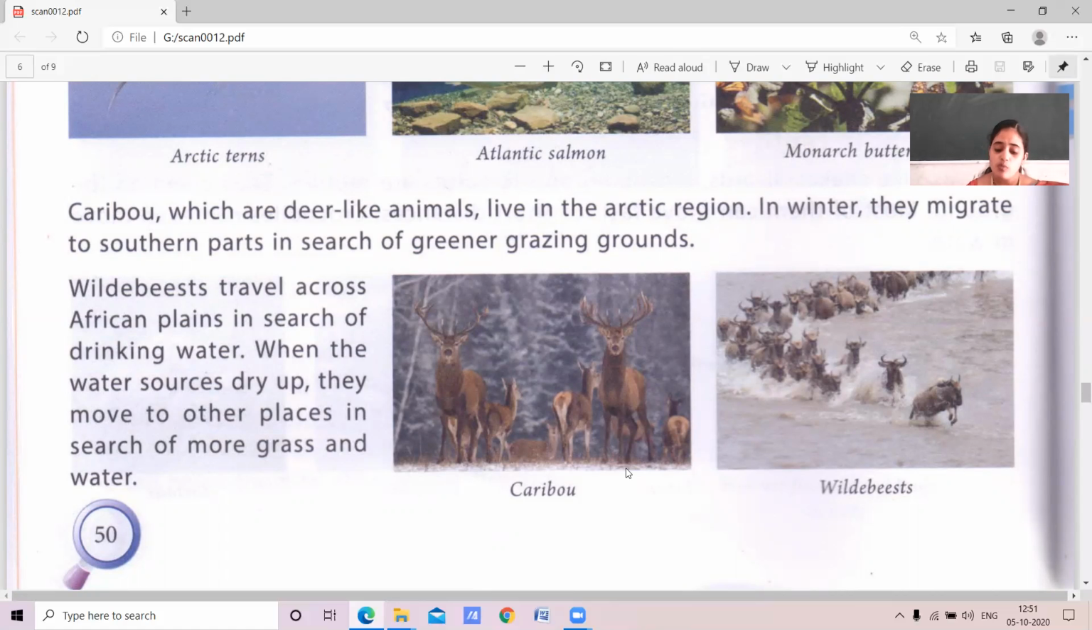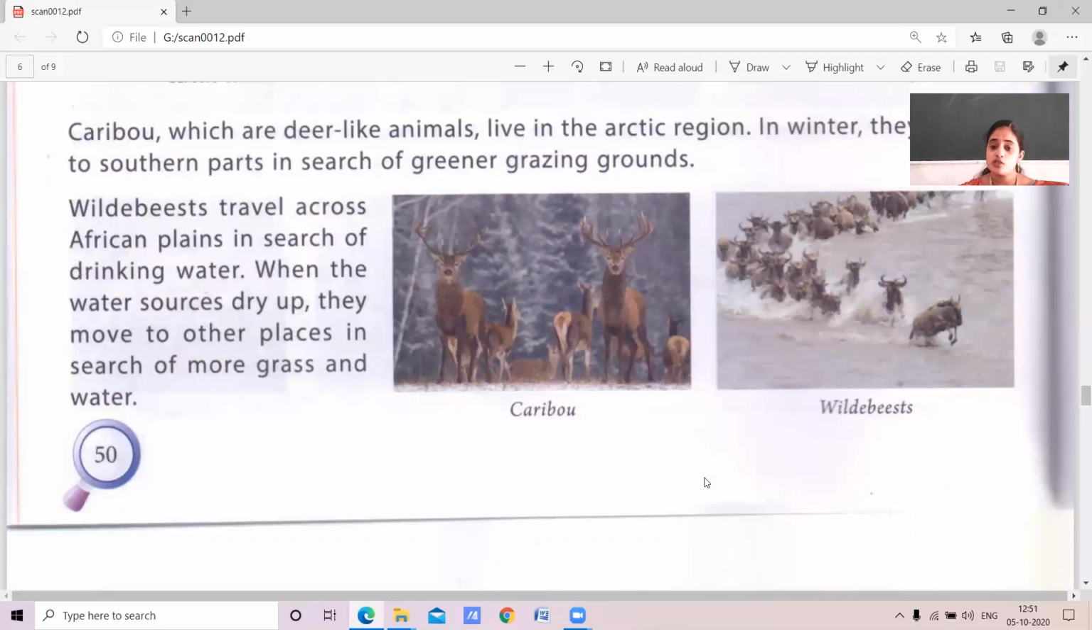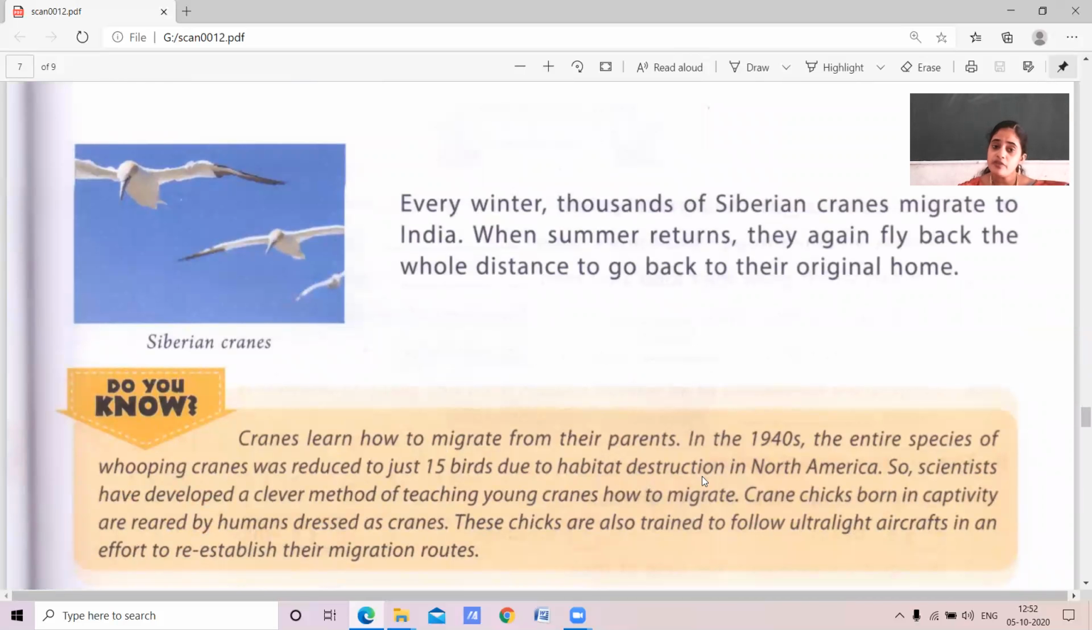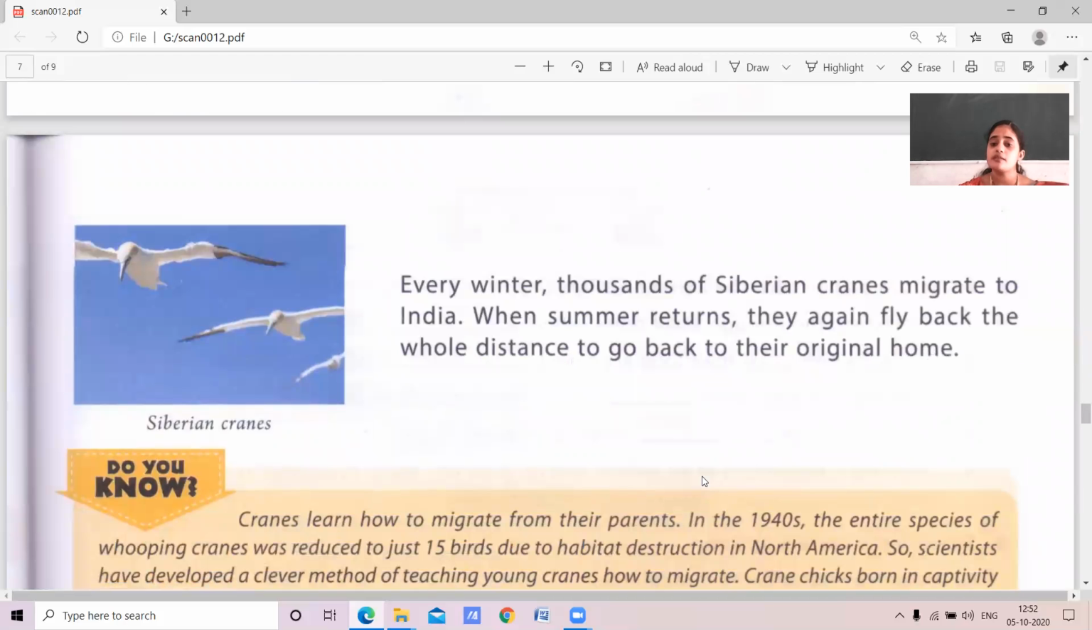So some of them will show movement. They will show migration. We call that movement migration. They will move in search of food, in search of water, in search of shelter. For different purposes, animals move from one place to another place, children. Every winter, thousands of Siberian cranes also migrate to India. When summer returns, they again fly back to the original place from where they came.